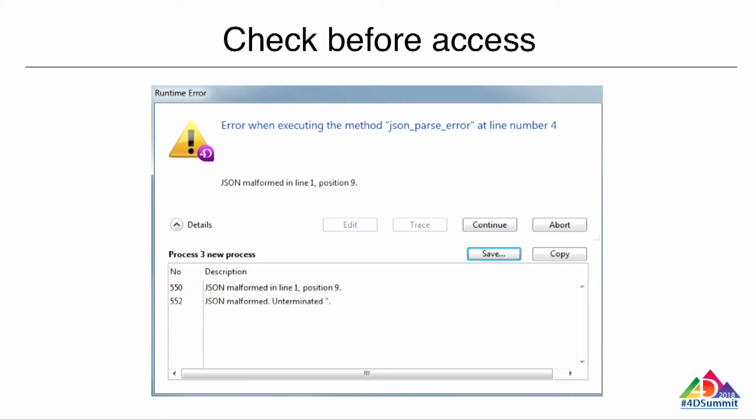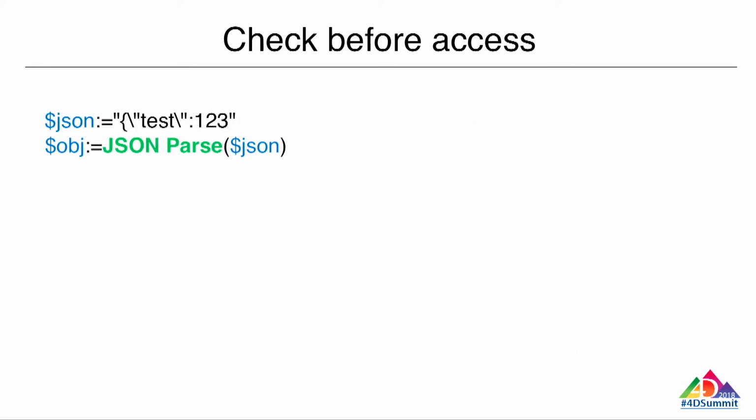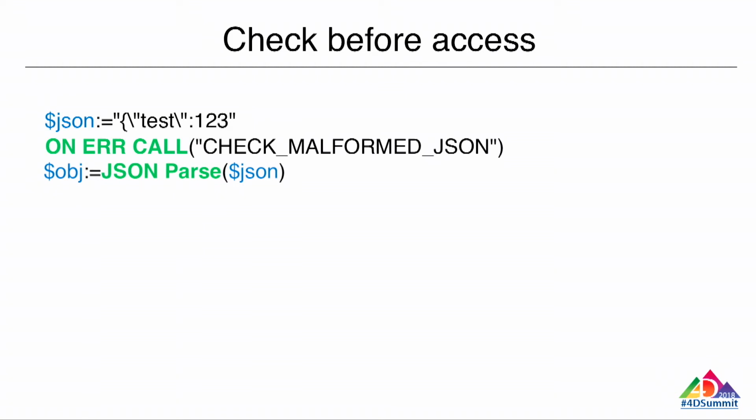Now, you may do this a lot in your code, and this is one of those practices where you can check this command by using the on error call, where you can put a method to prevent something like this, where you could have malformed data coming in depending on JSON parse, and you could prevent yourself from getting a runtime error.